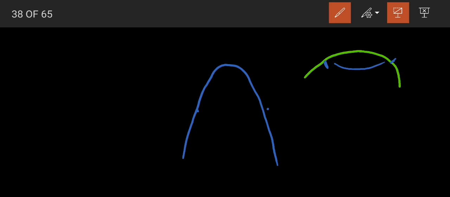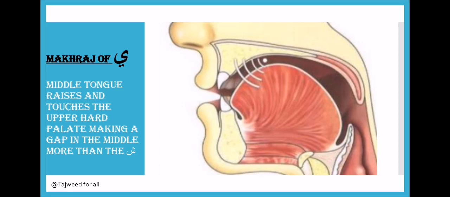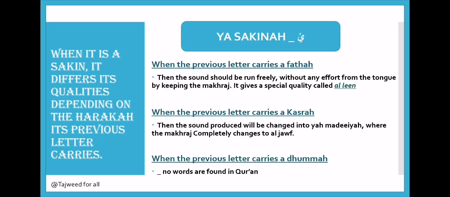Okay, and make sure, the mistake that you can do here is that usually they will send a lot of air. If you can feel with the hand, it will be lots of air. Or they will press more. If you press more, it will change to slight Jim also. Okay, so it's a very easy letter, but it has lots of different qualities. Especially when the ya is with a sukoon, it will change its qualities depending on the haraka it carries before it. For example, if the ya is sukoon, before it can be fatha, kasra or dhamma, right?